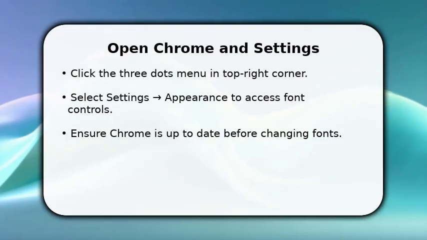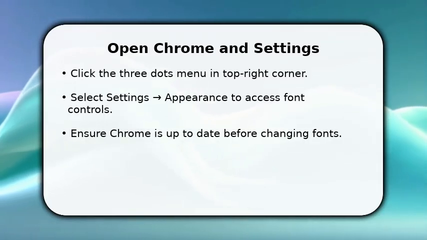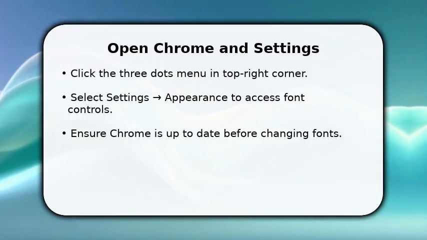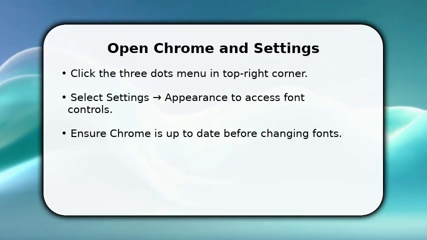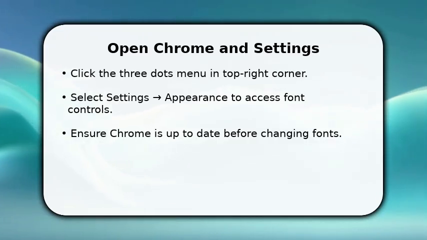You start by opening Chrome and going straight to Settings. Click the 3 vertical dots at the top right and choose Settings. Once there, go to Appearance so you can access font controls quickly. Make sure Chrome is updated so new options appear and spelled out names match what you see.